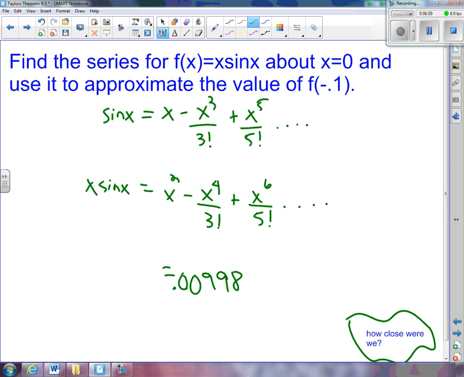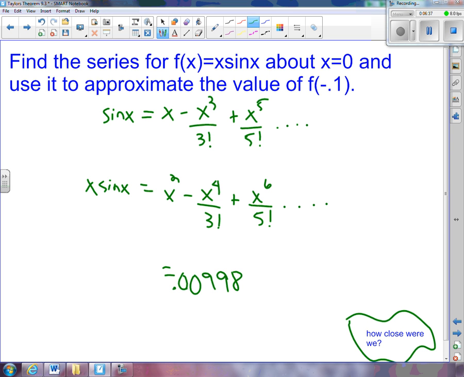How do you know how close you are? Now we look at, just plug it into the actual. We got a negative 0.1 times the sine. Make sure that you're in radians. It's gonna be negative. Why would it not be negative? You're off by like a factor of 10, because you're multiplying it by negative.